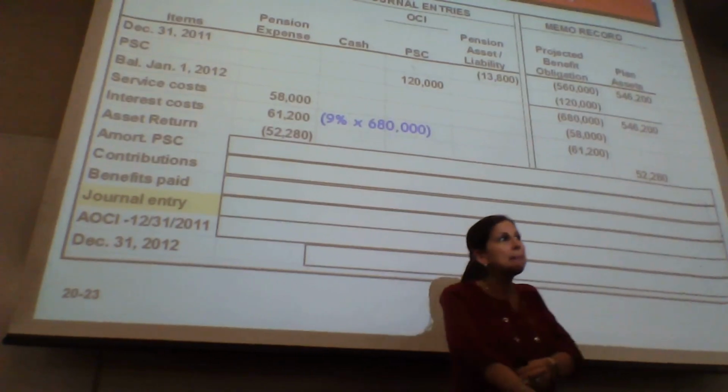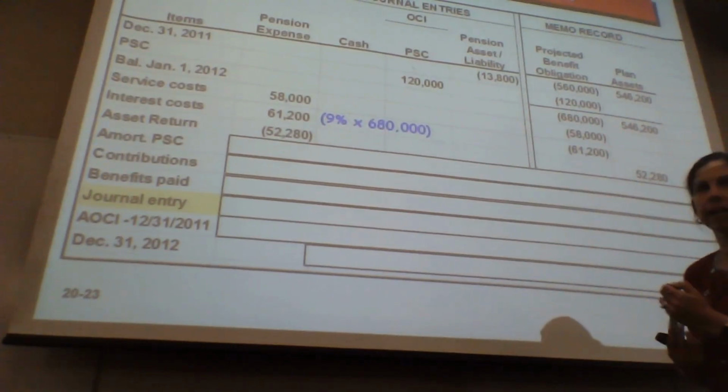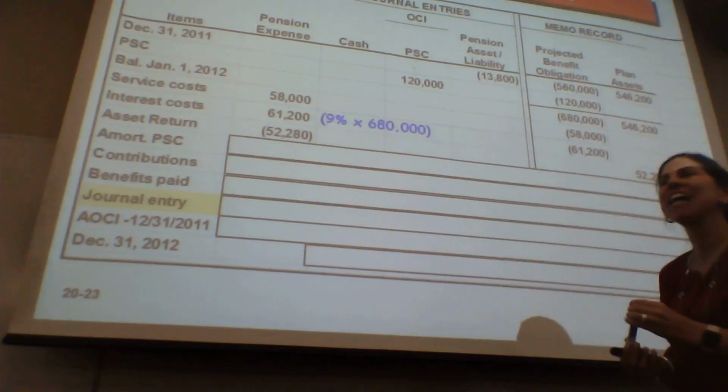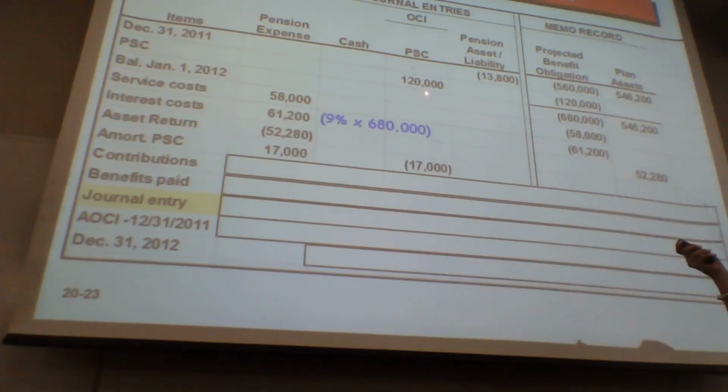So is it going to be a debit or credit? Debit. And then where is the offsetting credit going? The OCI. It's going to other comprehensive income, right? So we initially book it here, but then we amortize it out of OCI and into pension expense.